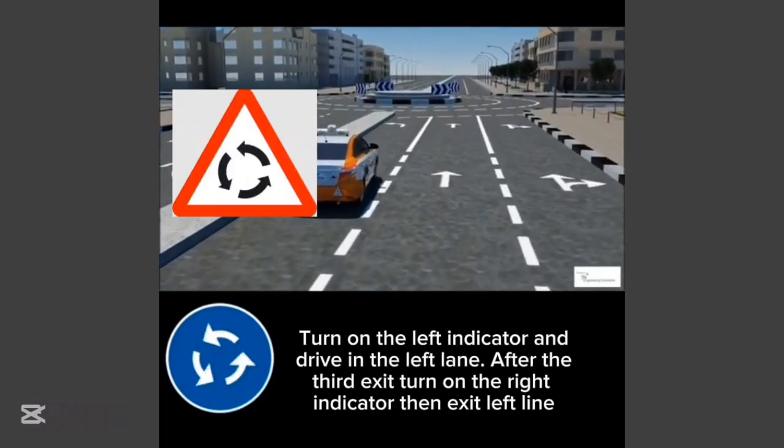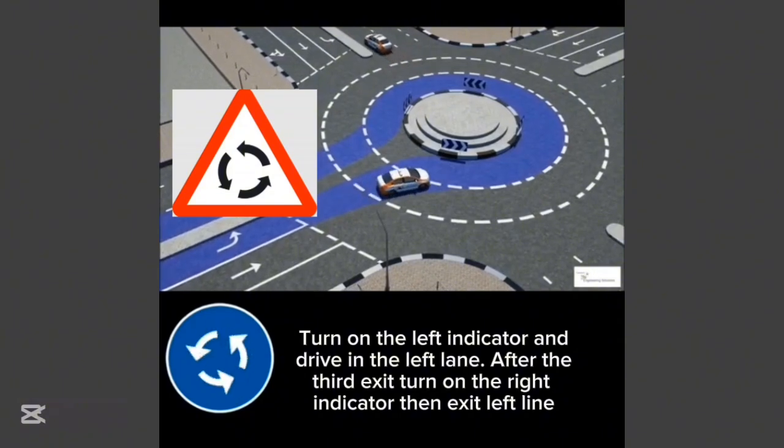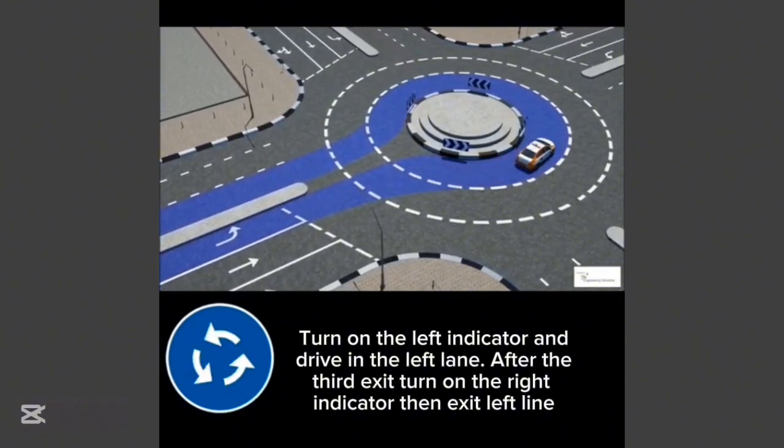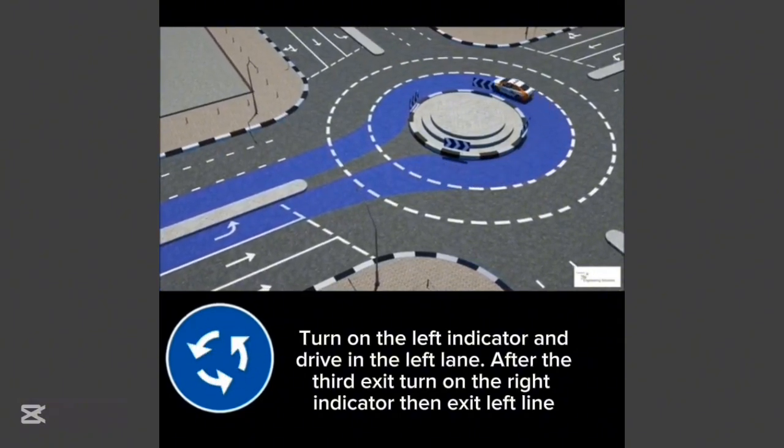Turn on the left indicator and drive in the left lane. After the third exit, turn on the right indicator, then exit the left lane.